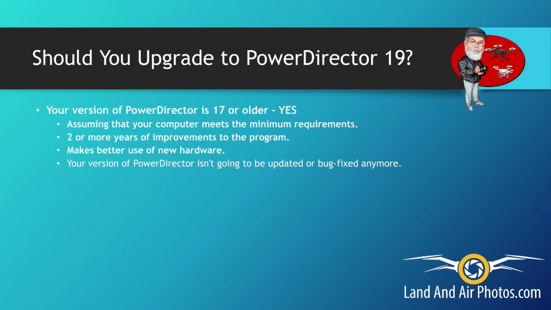What's new? Now, is it worth upgrading from an earlier version? Well, here's what I think. If your version of PowerDirector is 17 or below, it's time to upgrade. Assuming that your computer meets the minimum requirements for the new version anyway. The new features for titling, motion graphics, and more are terrific updates on their own, but Cyberlink has done two more years of upgrades to the core program itself to make it run better since your version was published.